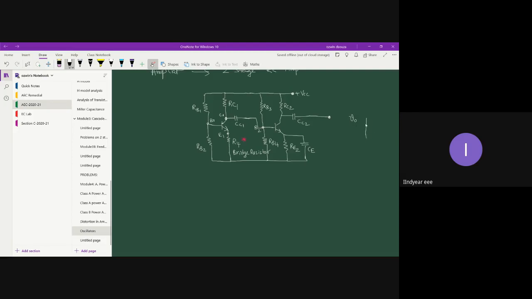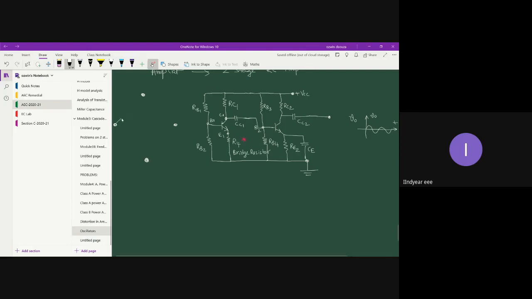This is where you observe your output. This is V0. And this is grounded. This entire lower half is grounded. Now what we'll do, we will construct the bridge network. So somewhere here, let me draw the first node, the second node, third node, and the final node.